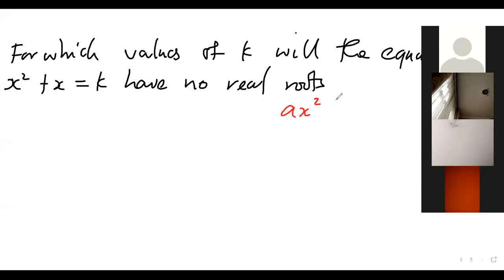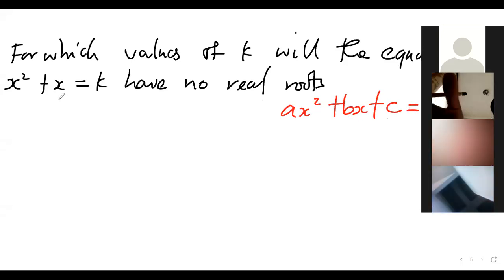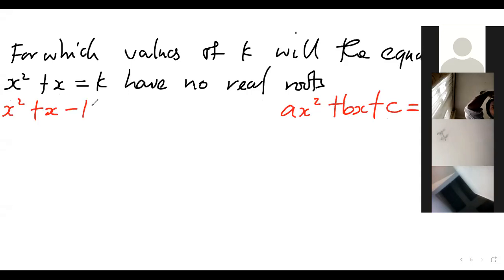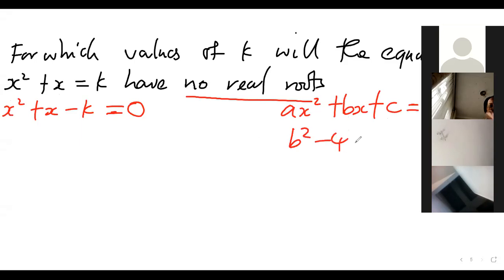ax squared plus bx plus c. I have to put this in this form, equal to 0, so I have to transpose this. It will be x squared plus x minus k is equal to 0. Then for non-real or no real roots, I know b squared minus 4ac should be less than 0.